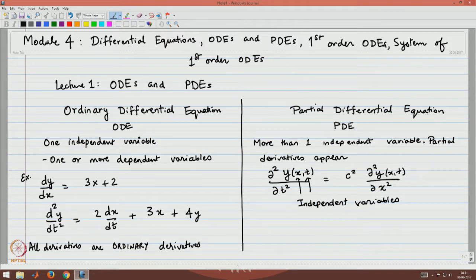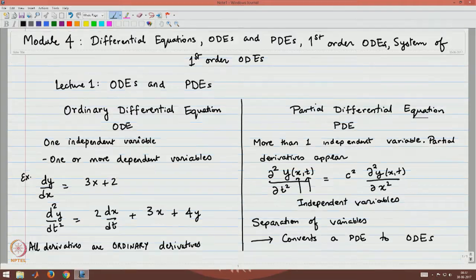And so the dependent variable is a function of all the independent variables, and so when you take derivatives, very naturally partial derivatives appear. What you can do is, if you take a partial differential equation and you use a technique of separation of variables, this converts a PDE to ODEs, ordinary differential equations. Usually if you have two independent variables, then you will get two ordinary differential equations out of one partial differential equation. What I want to emphasize is that once you have done separation of variables, the techniques to solve them are very similar to those used to solve ordinary differential equations.